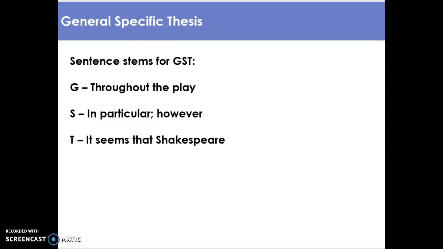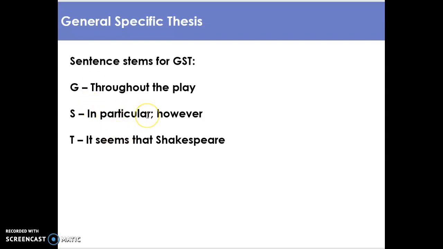It's a 3-sentence introduction, precise and clear, but 3 sentences that have very specific functions. One which gives an overview of the question in relation to the play, one which goes into more detail, and one which sets out a big idea. And what I've done on this screen is suggested some sentence parameters which will help you whilst you practice this structure. Firstly, our general sentence is going to start with throughout the play, so that we can write generally about how power is presented throughout the play.